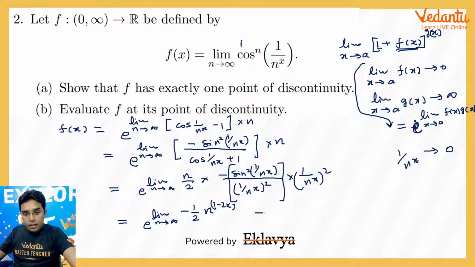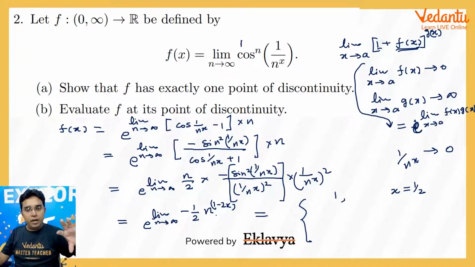Now here the limit will depend upon the value of x. Suppose my x is equal to 1 by 2. If it is exactly equal to 1 by 2, this power will become 0, and n to the power 0 will be 1, so it will actually be e to the power of minus 1 by 2, with n power 0 being 1.